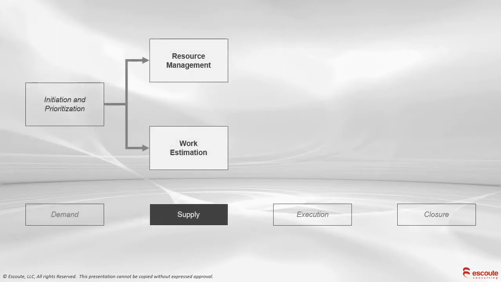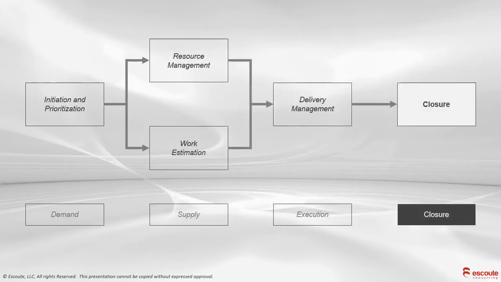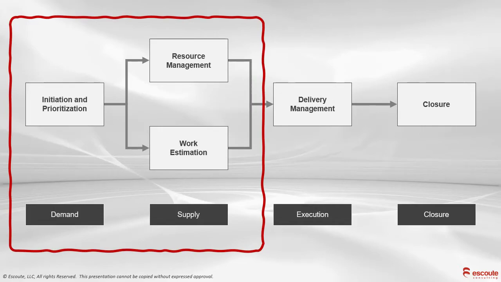Next, we have our supply side. Once we receive the demand, we have to determine how we're going to deliver this. Two pieces here: looking at managing our resources and how we estimate that work. Of course, we execute, we deliver, and then we close on that work. Now, when we take a look at this overall cycle, what I wanted to do is focus just on this first part for this course.